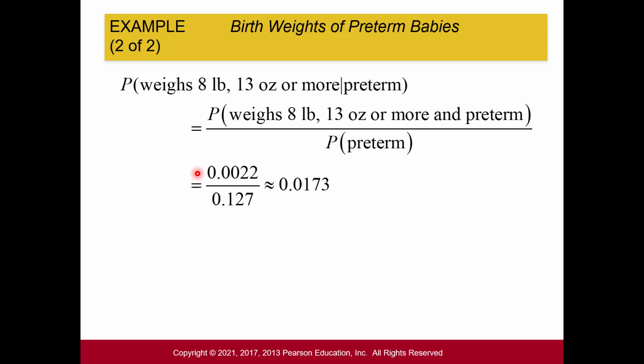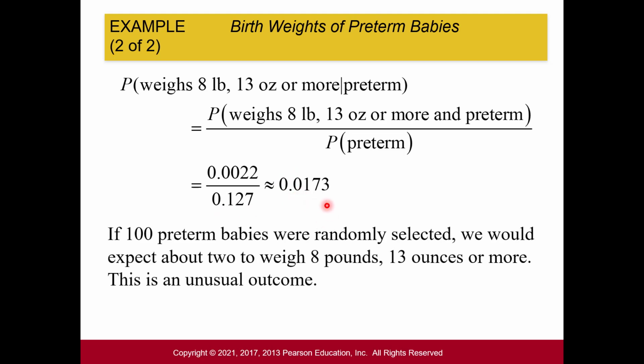Based on the percentages we know from the given information, remember it was 0.22%, so when you change that to a decimal, that becomes 0.0022. So that's our numerator. Our denominator was 12.7%, or 0.127, so we get 0.0173, which is pretty small. That's about 1.7%. So if 100 preterm babies were randomly selected, we would expect about 2 of them to weigh 8 pounds, 13 ounces or more. Because it's such a small amount, 2 out of 100, we can call this an unusual outcome.